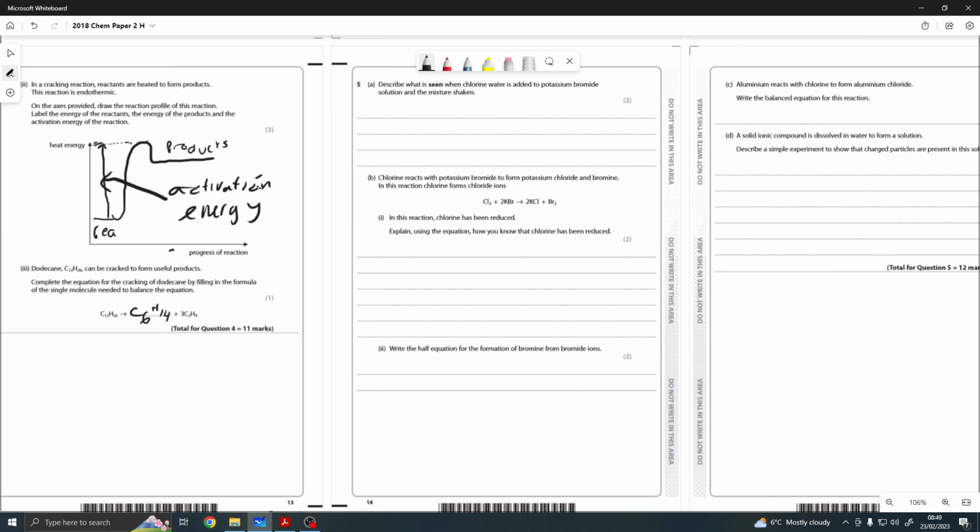Nice. Now, it says, describe what is seen when chlorine water is added to potassium bromide solution and the mixture shaken. So, what will happen to it? All you've got to say there is that chlorine water has a fairly light colour, but then when you've mixed it, obviously you'll then see the bromine. So initially, it's fairly colourless.